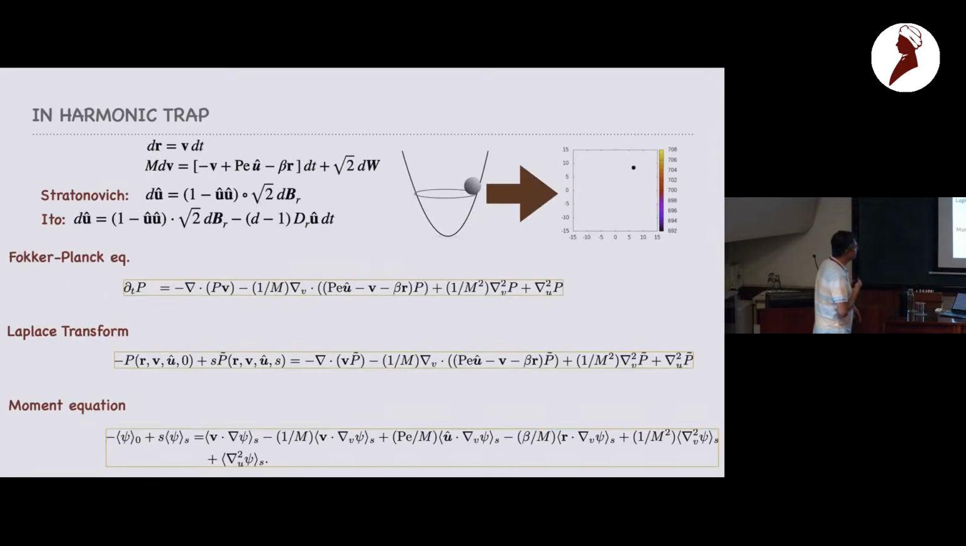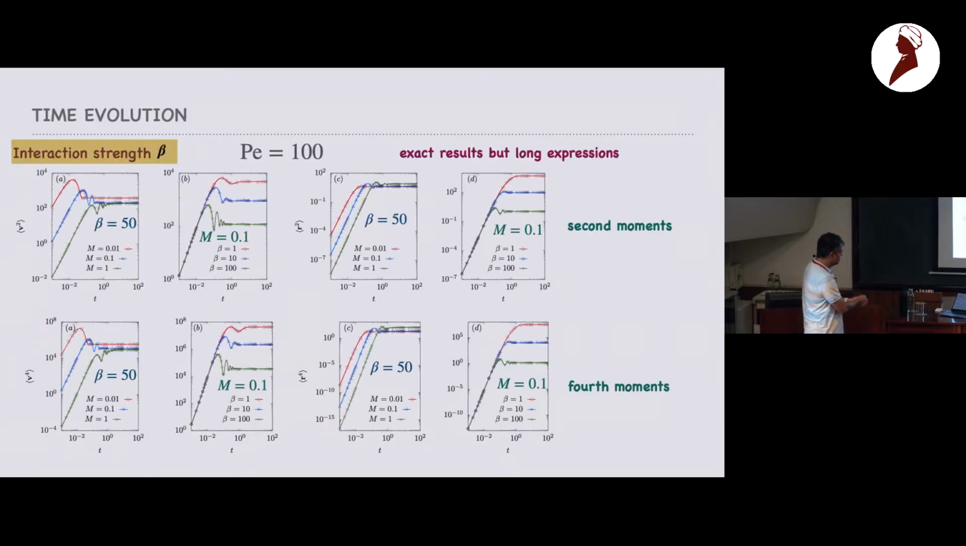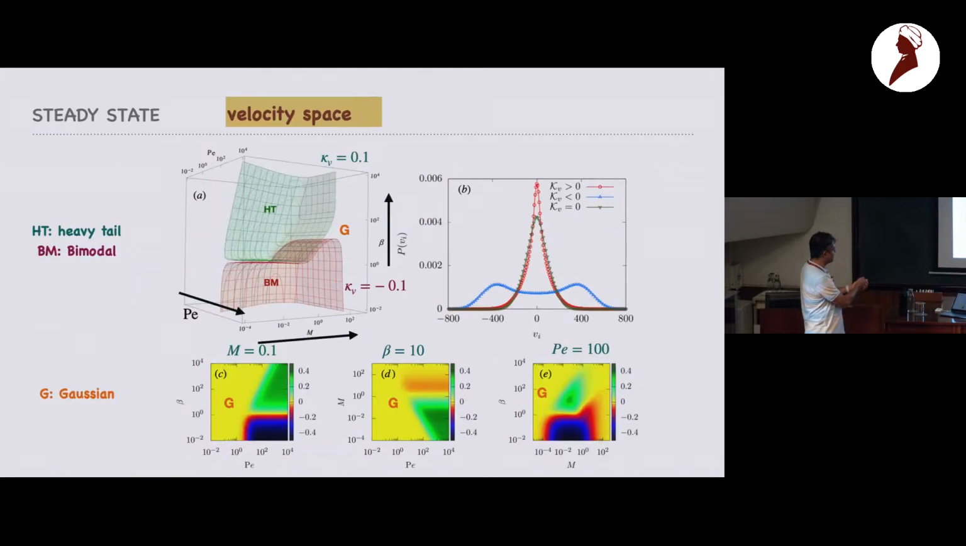So the second part is the trapped active Brownian particle. Again, exactly the same formalism; I just have included a harmonic trap. One can look at the time dependence. So first, in the velocity space, now we have, instead of just zero and negative values of kurtosis, these three different regimes.